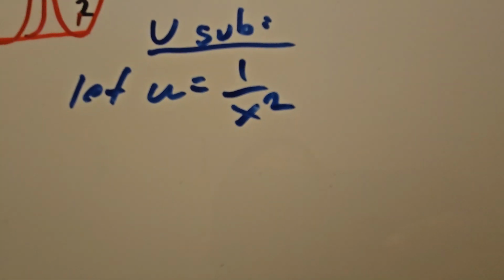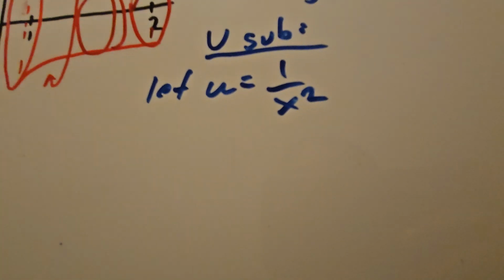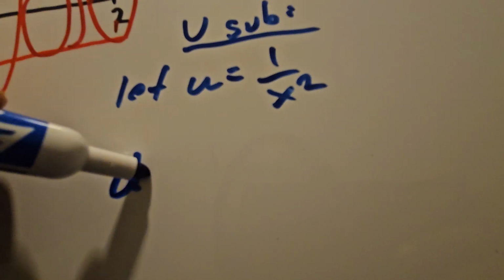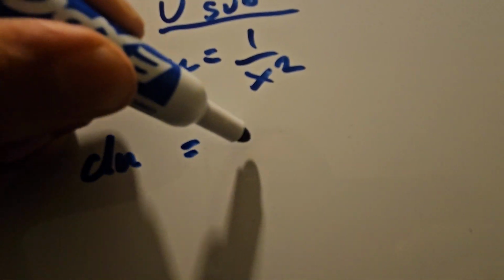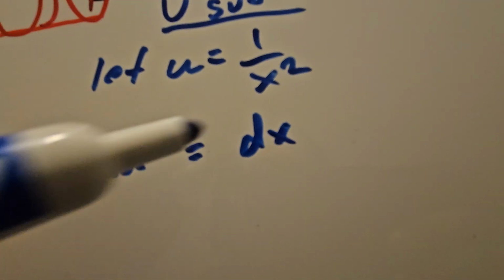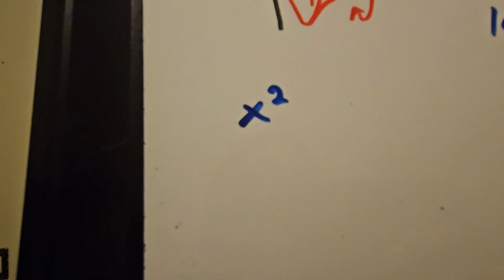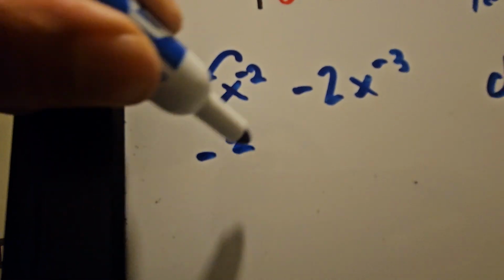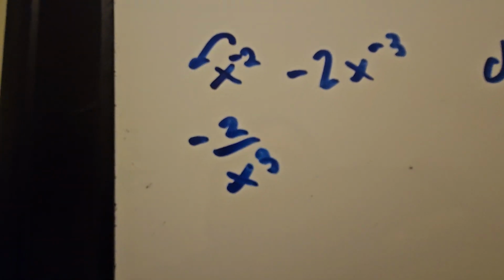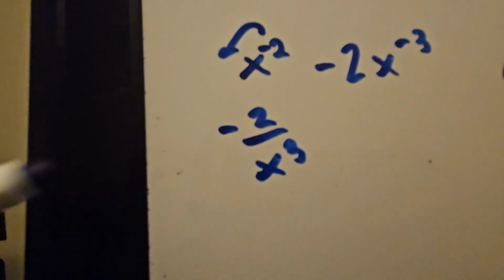1 over x squared. That means that our du equals dx. Let's multiply dx by the derivative of that. So let's see what the derivative of that is. We have x to the negative 2 power. You take away, you do this. So it's negative 2x to the negative 3, that will be negative 2 over x to the cube power. Okay, so that's going to be the derivative of that.